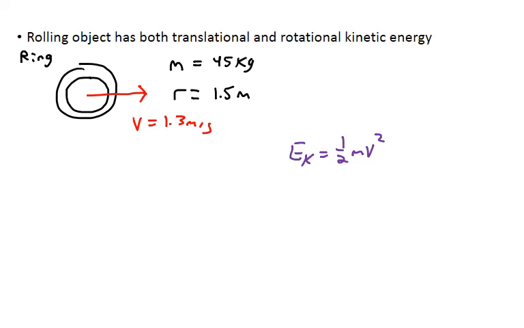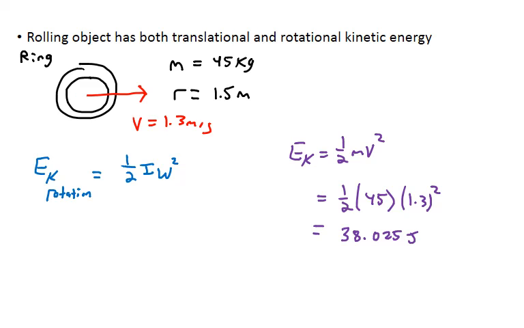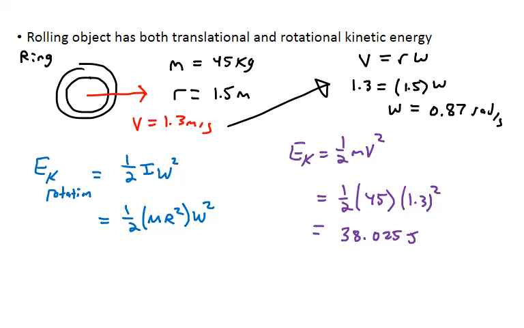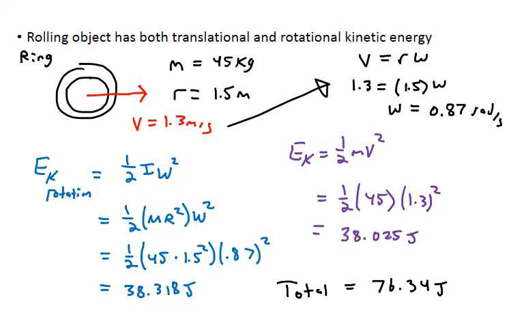All right, so we should get 38.025 joules for the translational kinetic energy. That's 1/2 mv squared. For the rotational, it's 1/2 I omega squared, where I is the moment of inertia. We're also going to need the angular speed, so v equals r omega. The angular speed is 0.87 radians per second, which we can plug in, and we'll get 38.318 joules, for a total of 76.34 joules.